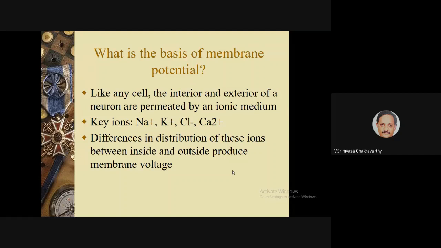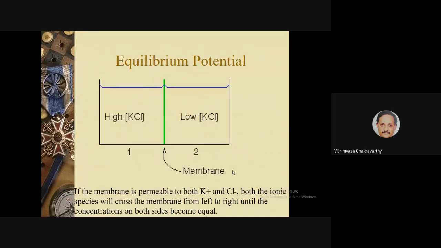Any cell, like a neuron, is permeated by a bunch of ions. Both the intracellular medium and the extracellular medium are ionic media, full of different kinds of ions. Some of the key ions are sodium, potassium, chloride, calcium, and so on. These ions are at different concentrations between inside and outside, and that concentration gradient creates a voltage difference. Let us see how that works out.